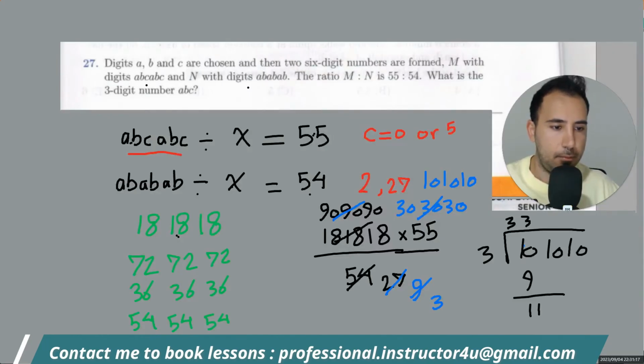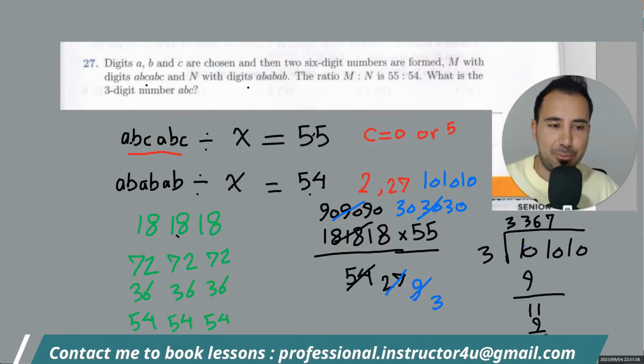Okay. 9 will be 2, 0. Will be 6, 18. So 21. It will be 7, 21. So it will be 3, 3, 6, 7.